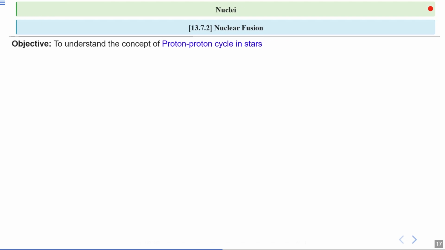Now our objective is to understand the proton-proton cycle in stars. This is a fundamental process that explains how a star like our sun produces energy. Let's start by looking at thermonuclear fusion. This is the process that generates energy inside stars. In simple terms, thermonuclear fusion means that nuclei combine at extremely high temperature, releasing a huge amount of energy.